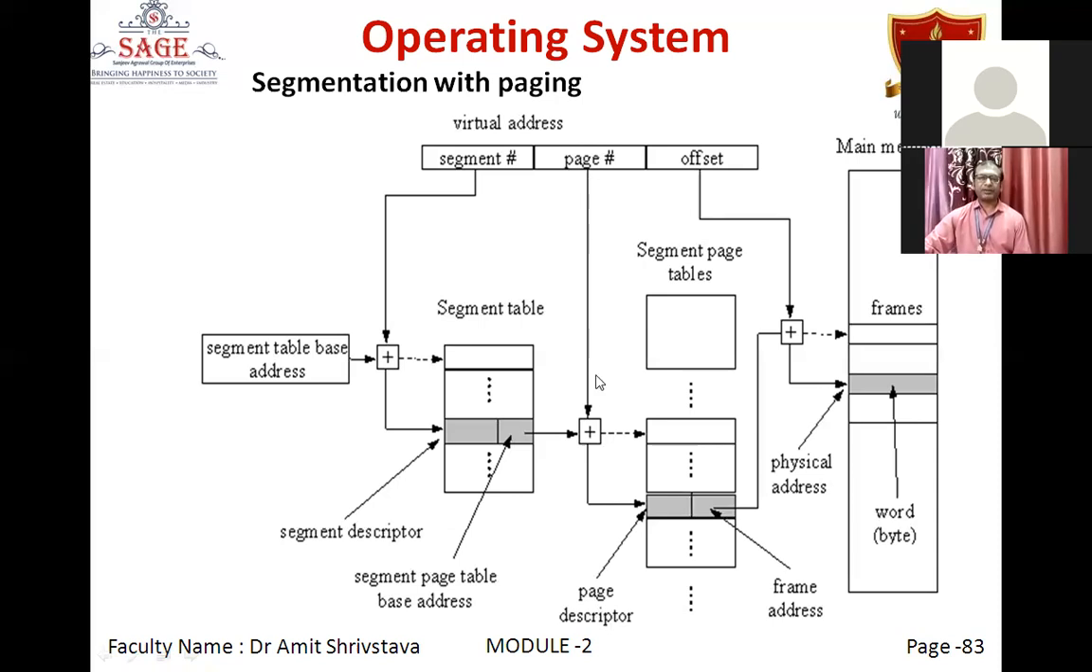From there, I will be going to that page table. Here, I will be searching the page number within that segment. Then, from this page table, I will be getting the frame number. This frame number will then be added to the offset to get the actual physical address. So this is how we are going to translate the logical address into the physical address. So here the logical address will be consisting of 3 parts: segment number, then page number within that segment, and then the offset within that page.